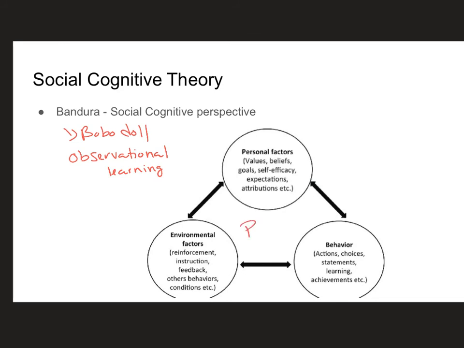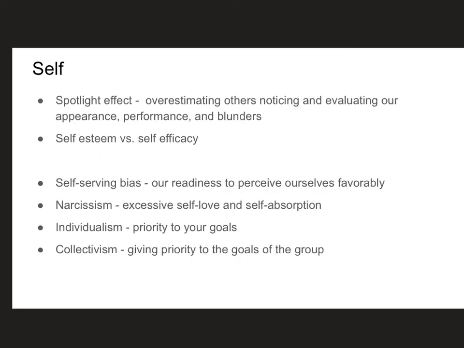He would say that your personality is made up of your personal factors, so what you believe personally, your environmental factors, right? We know that he believes that you are very much a product of your environment. So what type of reinforcement you get, what kind of feedback you get from others? And then finally, behavior, which is actions, choices, statements, learning, and achievements. So he would say that these three things are combined to make your personality the way it is. And these are just a list of terms that you should be familiar with from this chapter.